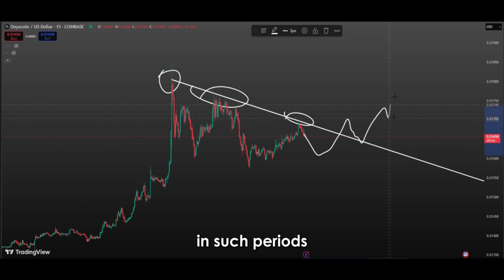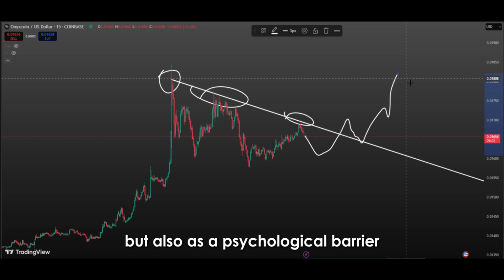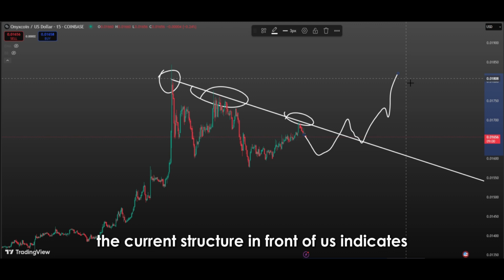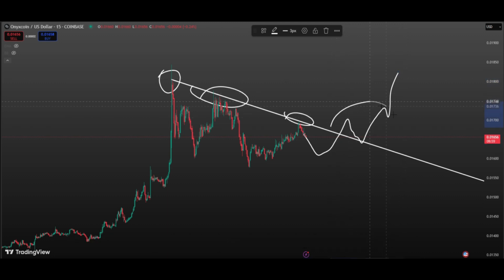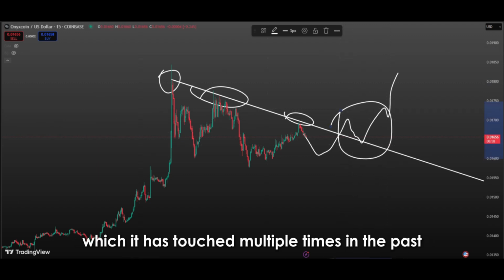In such periods, trendlines serve not only as a visual guide, but also as a psychological barrier. This is because the majority of investors use the trendline as a reference point and tend to make significant decisions when the price approaches this level. The current structure in front of us indicates that the long-standing downtrend is being retested. The price has once again reached this trend line, which it has touched multiple times in the past.